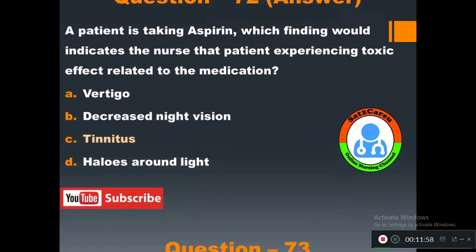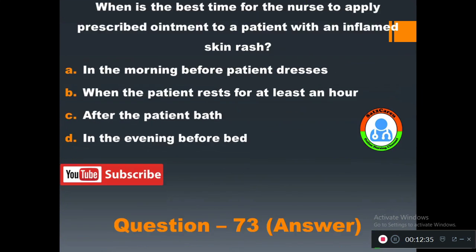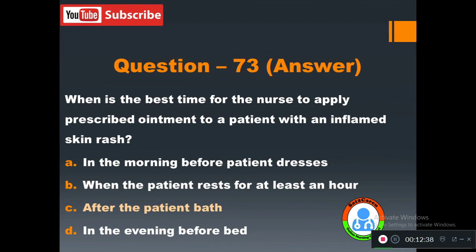Question number 73. When is the best time for the nurse to apply prescribed ointment to a patient with an inflamed skin rash? Option A in the morning before the patient dresses. Option B when the patient rests for at least an hour. Option C after the patient's bath. Option D in the evening before bed. The right answer: the best time to apply skin ointment in inflammation of the skin is after the patient's bath.